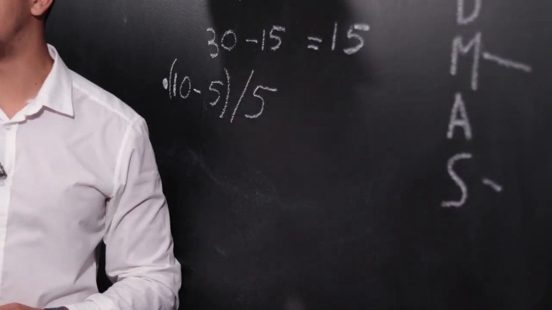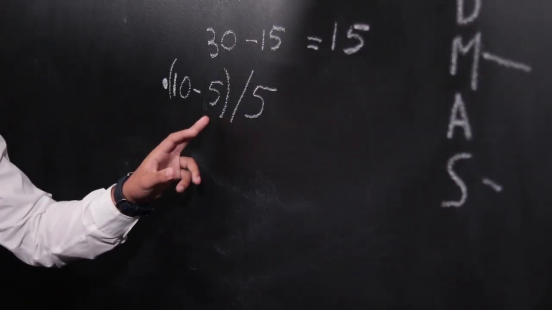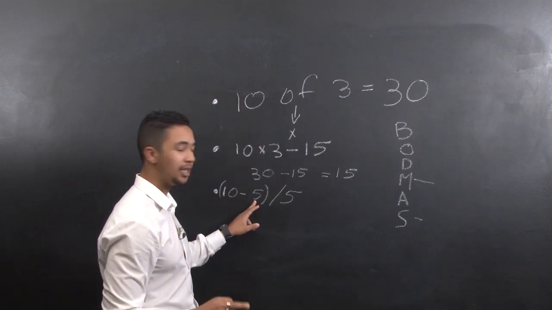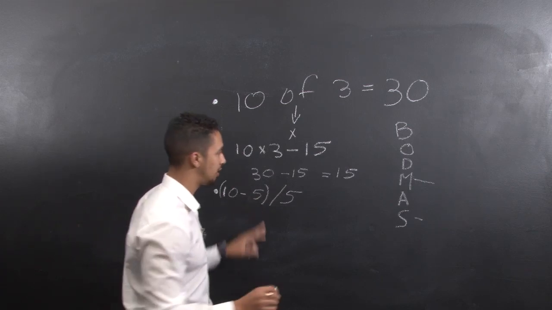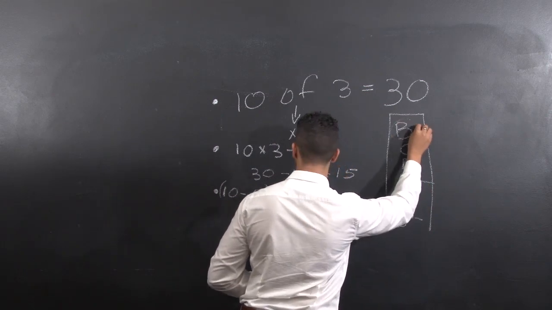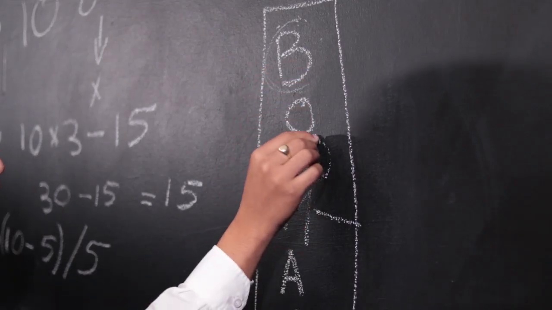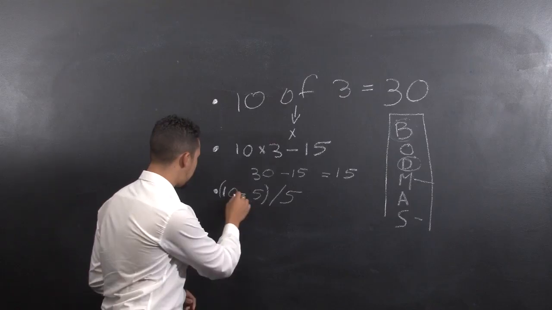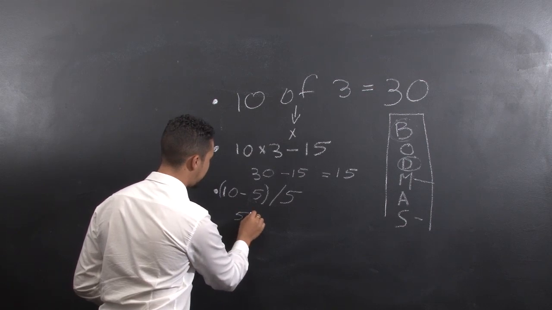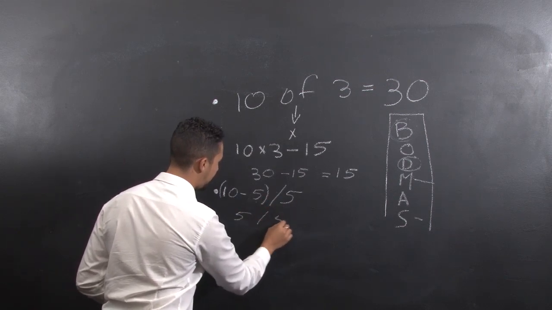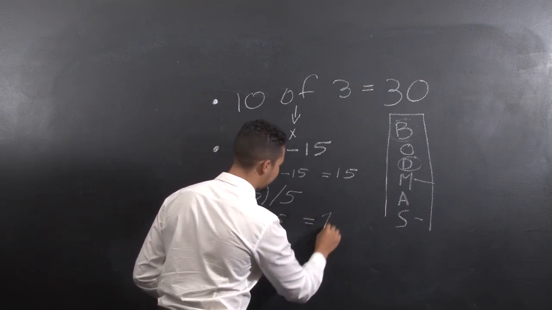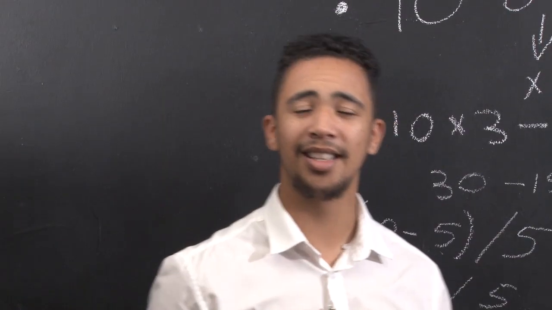This brings us to our next example. 10 minus 5 divided by 5. Keep in mind the 10 and the 5 is in brackets. What does BODMAS tell us? B first, brackets first, then division. Let's do the brackets first. 10 minus 5 is equal to 5. Divided by 5, which will equal 1. It's as easy as that.